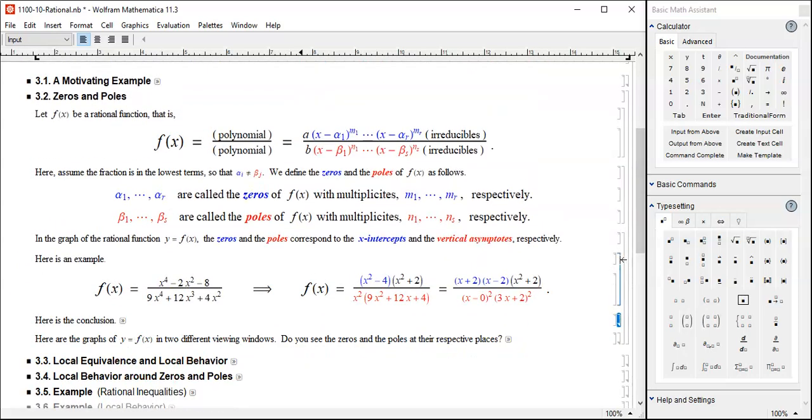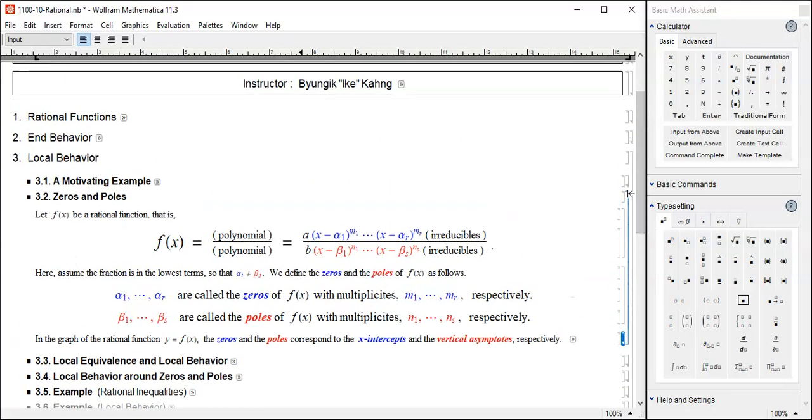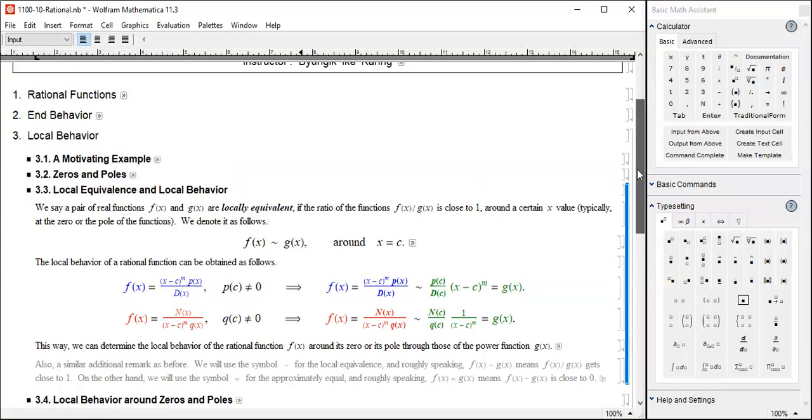Now that we went through some examples and also the concepts of zeros and poles, let's now work on the local equivalence and local behavior. Please pay attention here because it's going to be difficult to understand.